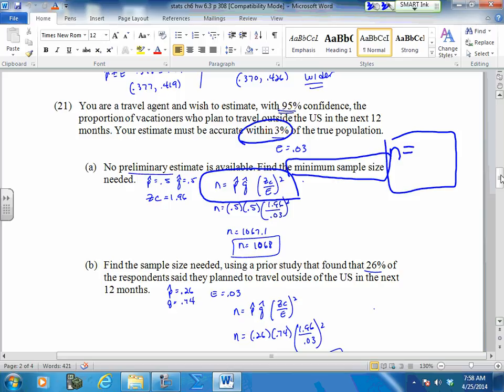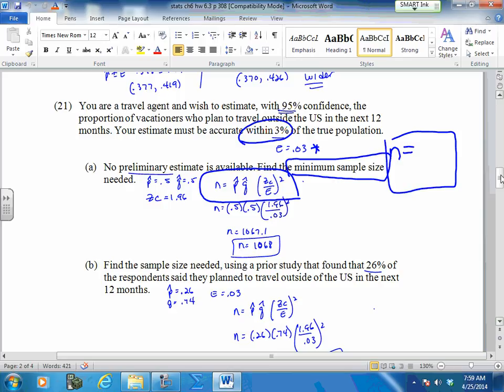For 95, your zc is 1.96. So you're going to plug everything in, and be sure that you change this to 0.03. So you're going to plug it in, and you're going to put it in your calculator exactly the way you read that. And again, the rule says round up. You need to round up to the nearest whole number. We are asking people, so we don't have a portion of a person.